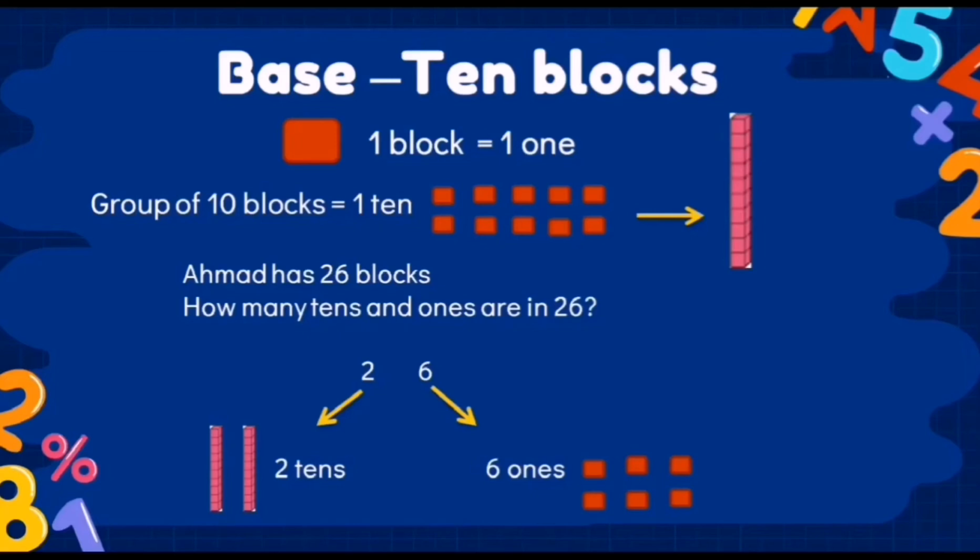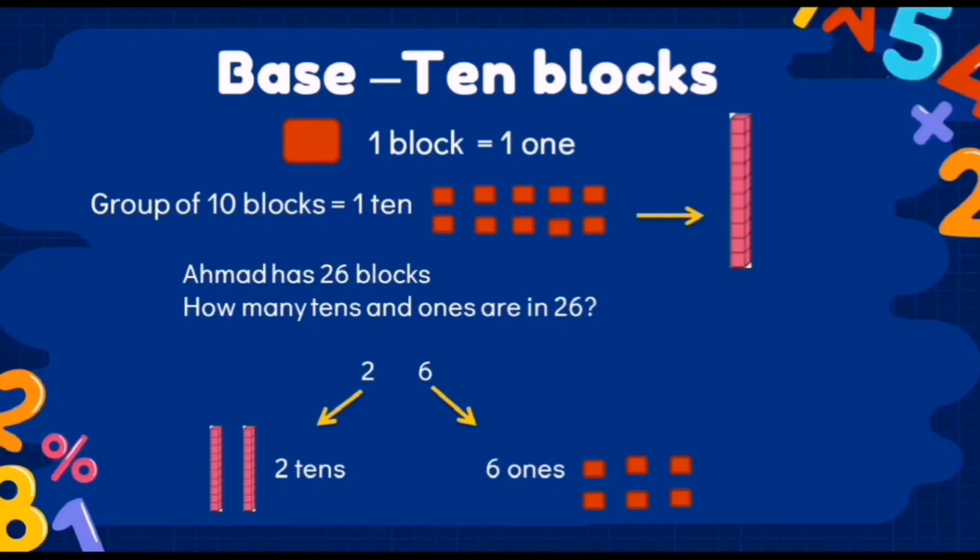So here is an example. Ahmad has 26 blocks. How many tens and ones are in 26? So keeping in mind the base 10 blocks, you can identify the place value of tens and ones in this example. You can see that there are 6 ones and 2 tens in 26.